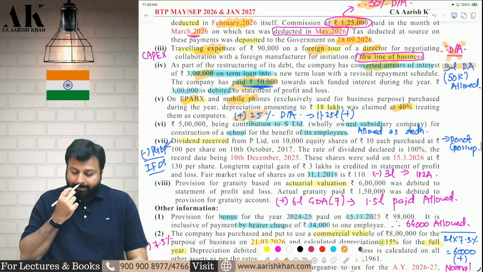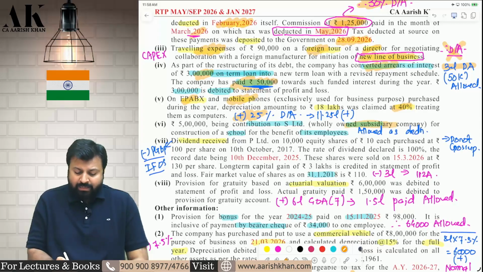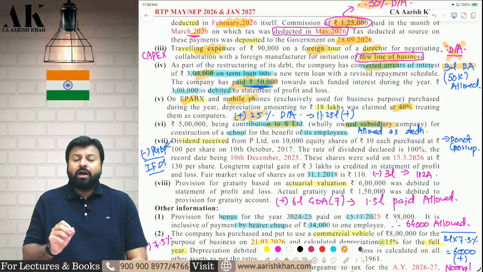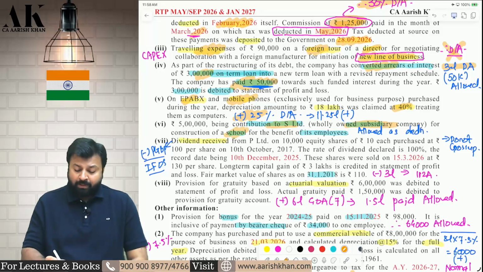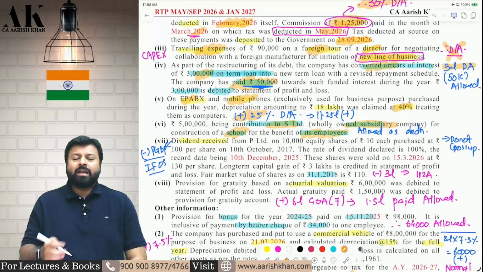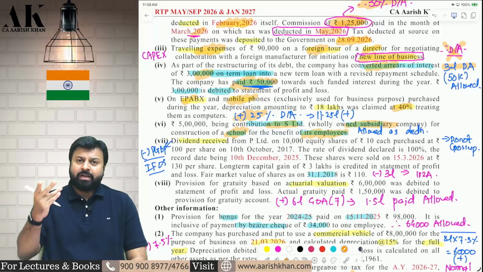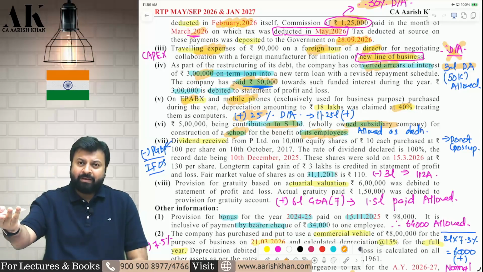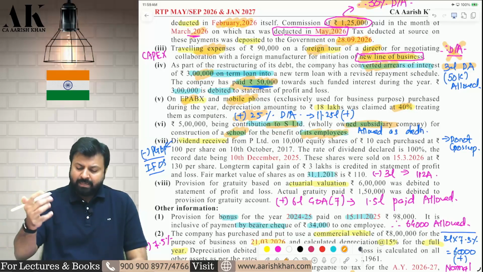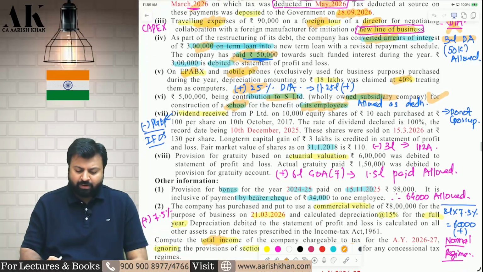Okay. Next one, there is a wholly owned subsidiary over here, S Limited. Now you are giving a contribution, a donation of 5 lakh rupees to that wholly owned subsidiary. For what? For construction of a school. For whom? For the benefit of the employees. So this is allowed as deduction. There are some High Court judgments which say that if you give some donation to your wholly owned subsidiary for the welfare of the employees, for construction of a school, ultimately it will help in the welfare of the employees, which will help in the business. Therefore, it shall be allowed as deduction.